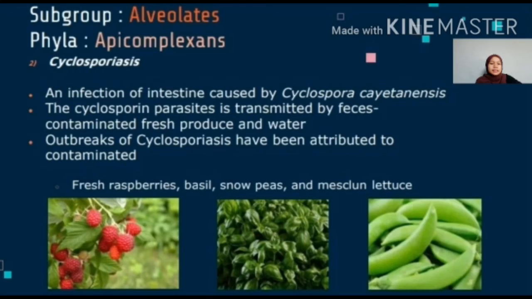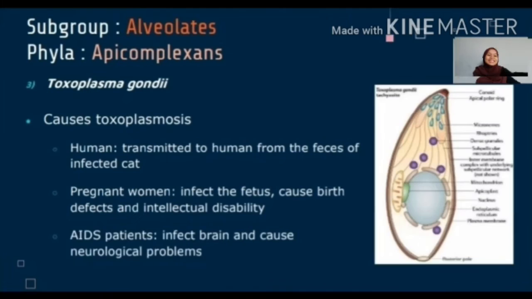Now we look at the second example of apicomplexan, which is cyclosporiasis. Cyclosporiasis is an infection of the intestine caused by Cyclospora cayetanensis. The Cyclospora parasite is transmitted by feces-contaminated fresh produce and water. In the United States, outbreaks of cyclosporiasis have been attributed to contaminated fresh raspberries, basil, snow peas, and mesclun.